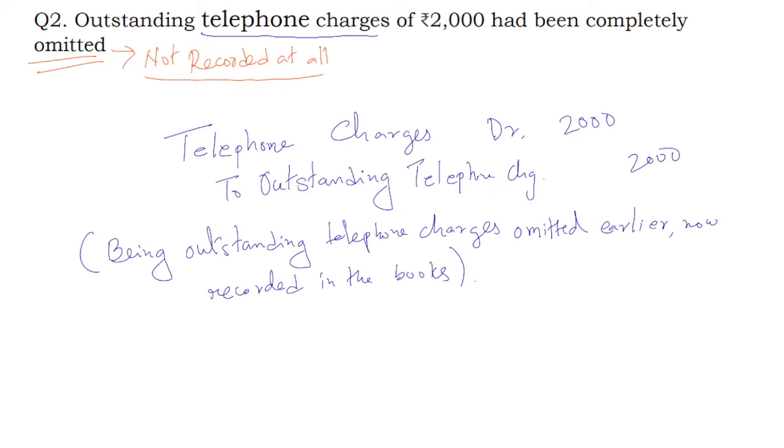So this is the journal entry for the outstanding telephone charges, because this entry was omitted. If any entry is omitted, then you do not need to think so much about what was the wrong entry, what is the right entry, and which entry I am supposed to pass. These things are not required, just the correct entry you have to pass if it is omitted. This is question number 2.